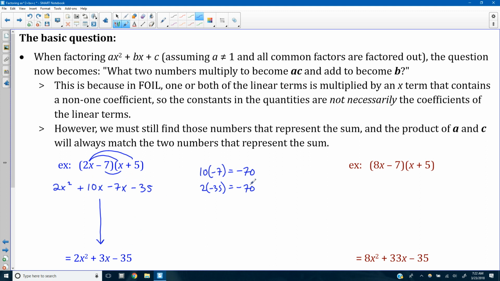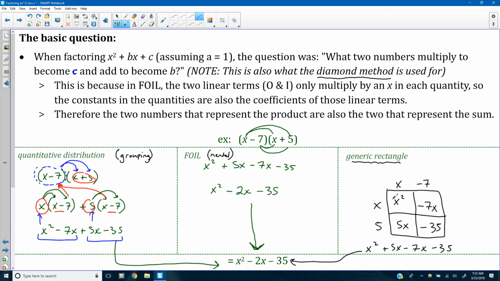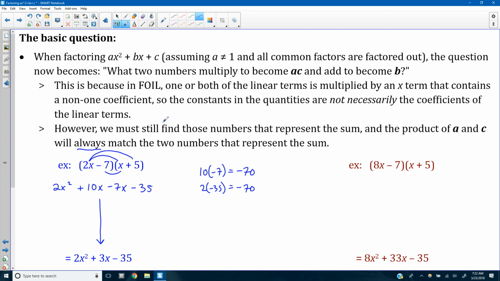So you're going to look for the two numbers that multiply to become negative 70 based on these two, and then the ones that add to 3 based on that. That's how we're going to be doing these problems. So we must still find the numbers that become the sum, and the product of a and c will always match the two numbers that represent the sum. That's great. If you look here in this generic rectangle, this will show up here as well. This 1 and this negative 35 together will multiply to become the same thing as this negative 7 and this 5. Those both multiply to become negative 35. That's very cool to see as well. It does always happen. I'll be sure to show you that.